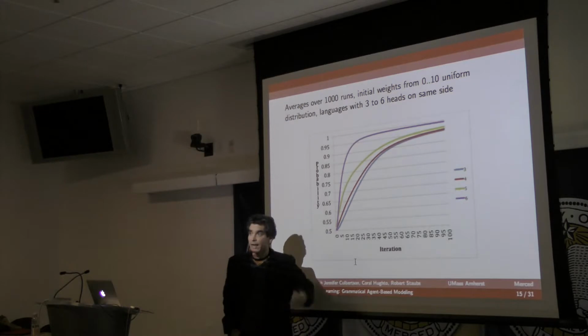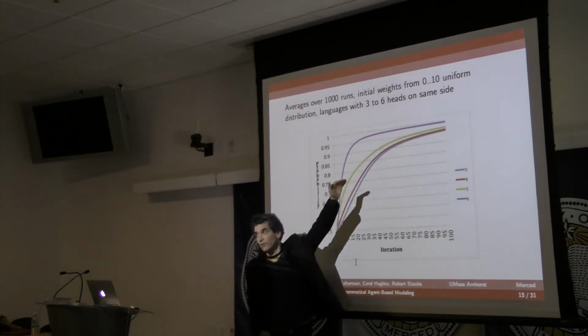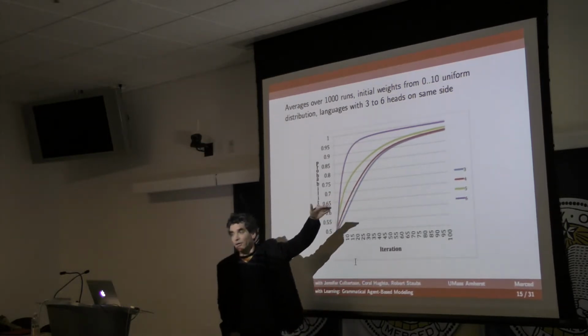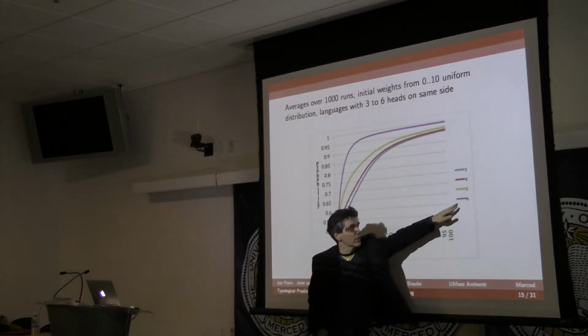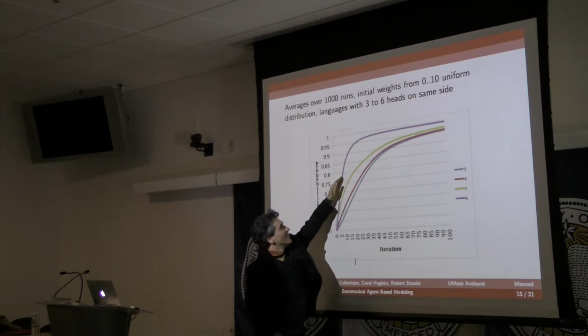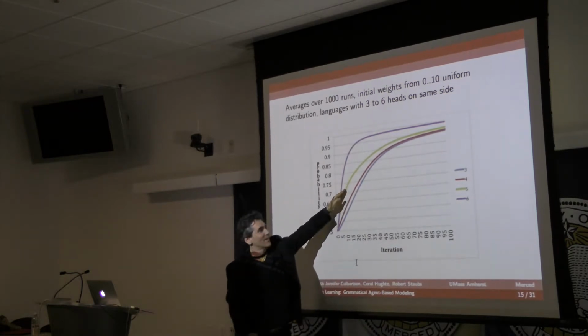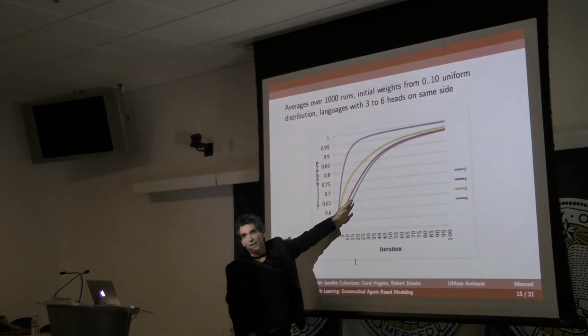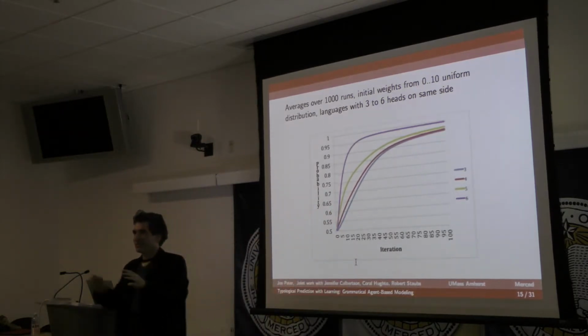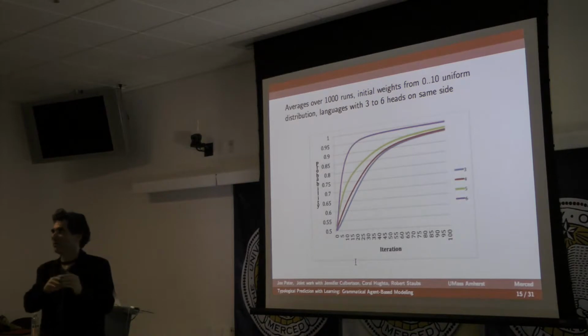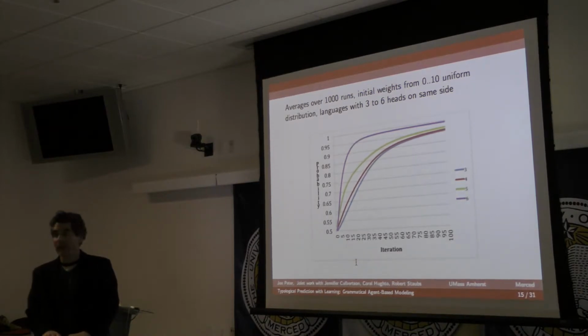And for the languages with all the heads on the same side, probability shifted relatively quickly onto the correct forms in comparison. So that's 6 heads on one side versus 5 heads on one side versus 4 heads versus 3 heads. And I'm not going to be concerned about whether the heads are on the right or the left, because there's nothing special about right or left headedness in this model. But that's the pattern you get.